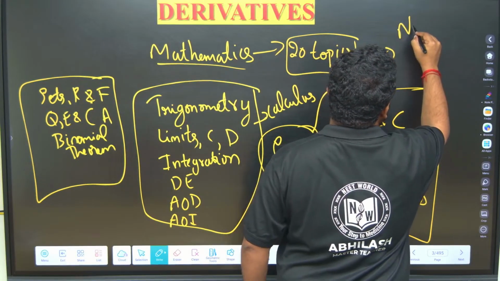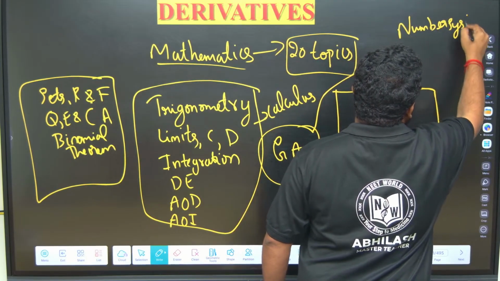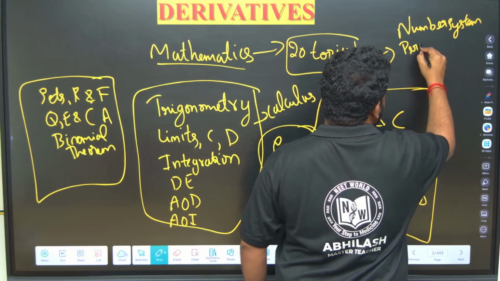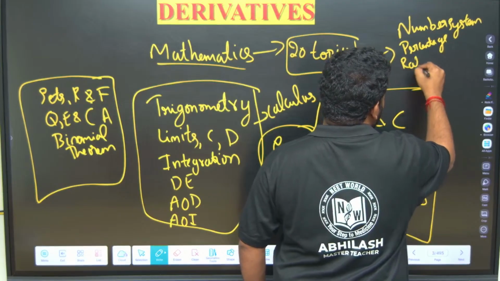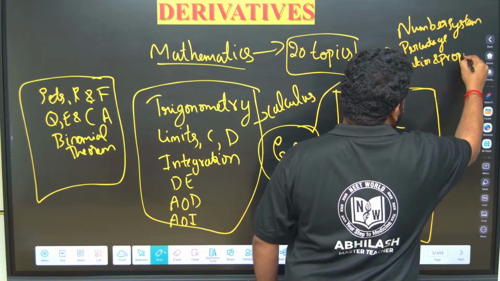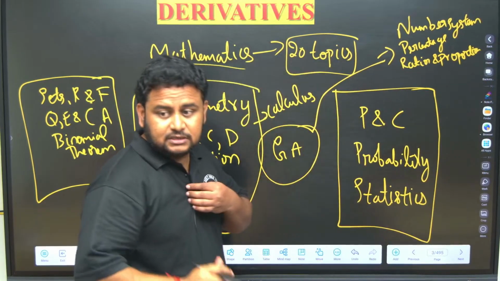We have to focus on number system. We have to focus on percentage. After that, ratio and proportion. Okay, let me write general aptitude separately so that you will get the clarity.